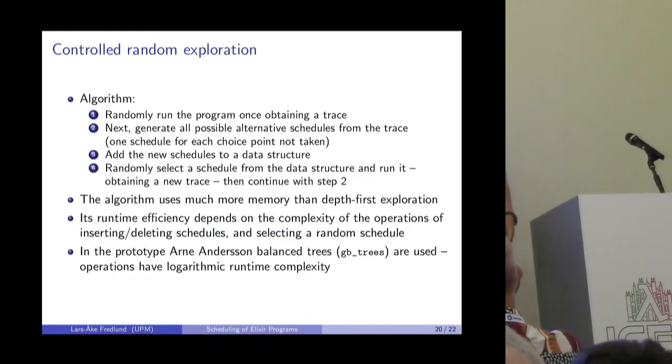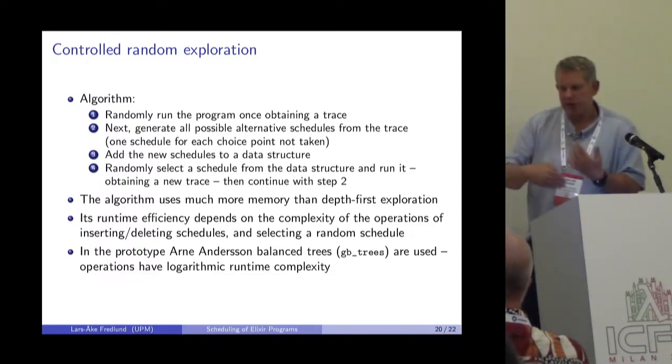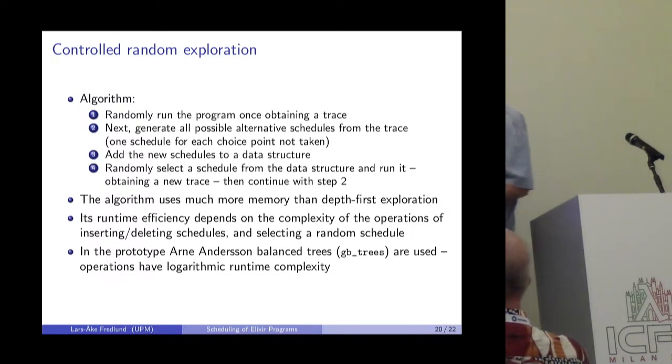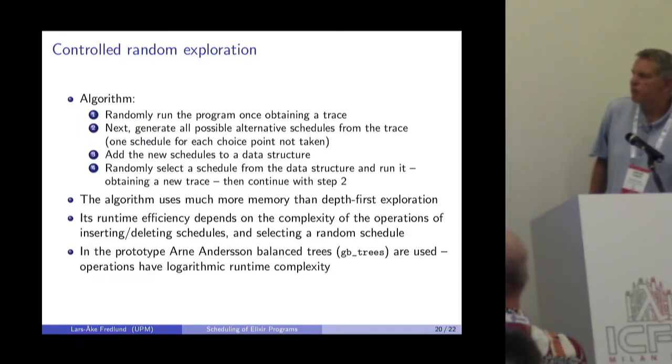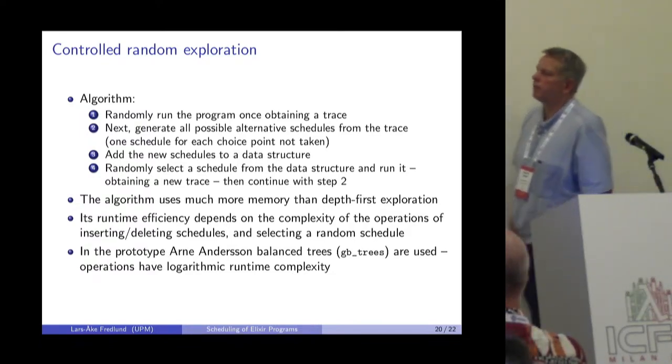And then randomly we pick one element from the data structure. This is one schedule. It could be the first one, it could be the last one, we don't know. We do it randomly. We run this new schedule, and we get back a new set of schedules, and we repeat the process until either we explore the whole behavior of the program, or we run out of time because we don't want to test more. Okay. So what are the drawbacks of this one? Well, the algorithm uses much more memory than the depth-first exploration.